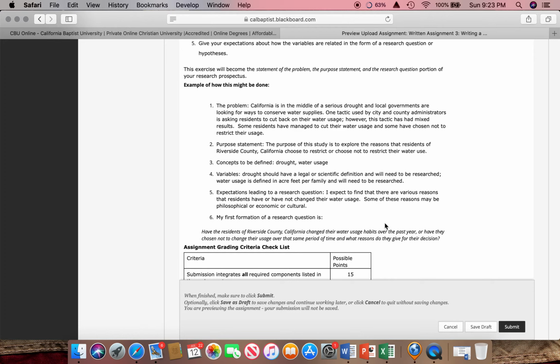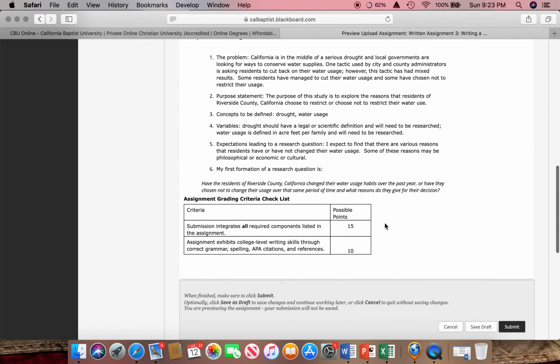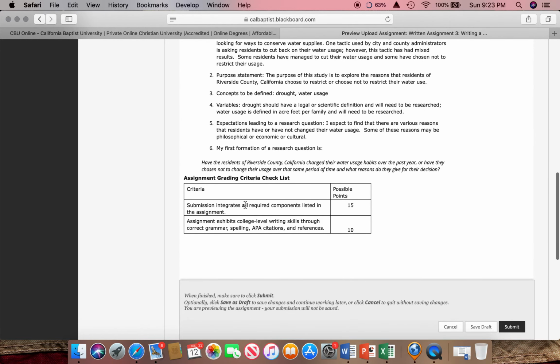And with each one of these, you want to write these out, because each of these is going to be a portion of your prospectus. Once again, 15 points for all the portions, and 10 points for the grammar, citations, and references.